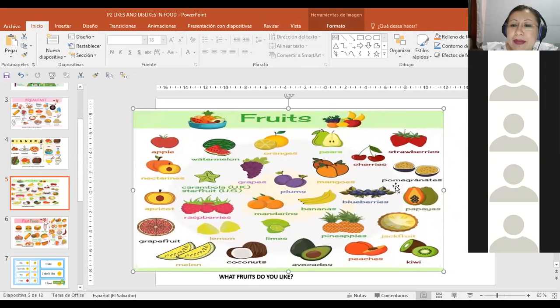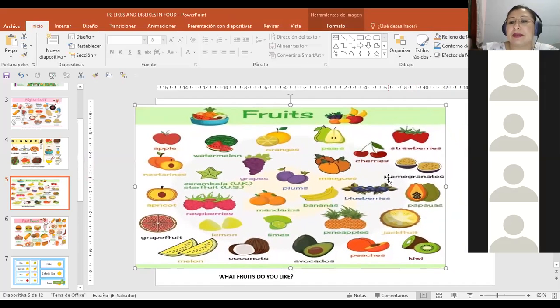That's a little bit complicated, but let's try. Pomegranates. Apricots. Raspberries. Mandarins. Or you can find them as tangerines also. Okay. Bananas. Blueberries. Papayas. Grapefruit. Lemon. Limes. Pineapples. Jackfruit.